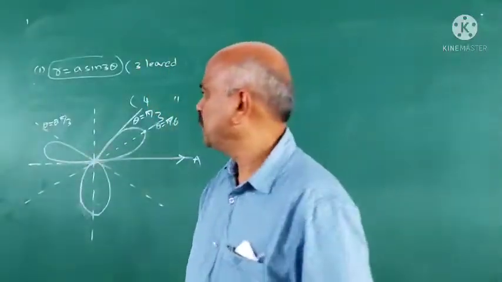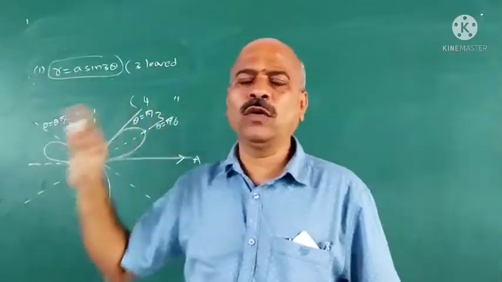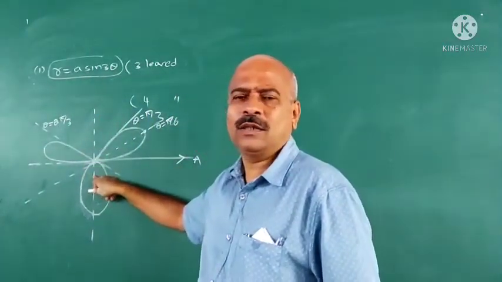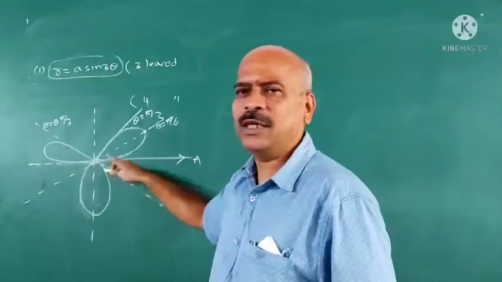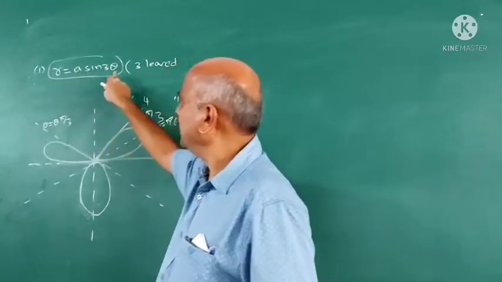So in my last video I explained these 3-leaved rows, 4-leaved rows, and so on. The graph is here. The curve is drawn in the last period. There I explained the shape of this curve. What is that? r = a sin 3θ.